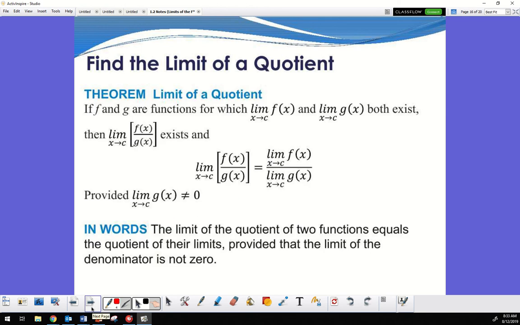Find the limit of a quotient. Quotient is a division, right? So for the limit to exist, the top exists, the bottom exists, and the limit of the bottom does not go to 0, because that would be undefined. Very good. That's all you have to do: limit of top over limit of bottom.